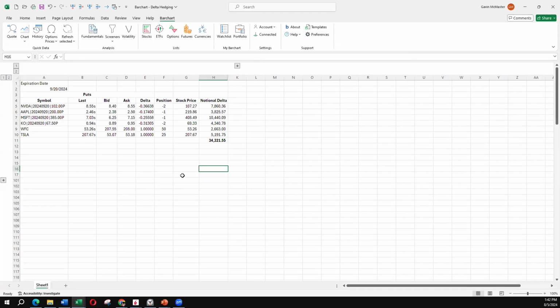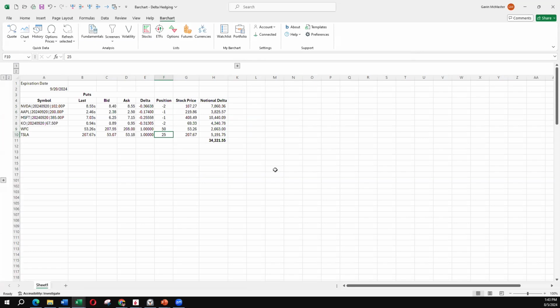So here within Barchart Excel, I've set up a fairly simple portfolio. Basically, we've got a couple of sold puts in Nvidia. These are all for the September expiration. So 102 strike, a couple of contracts on Nvidia. We've got a sold put on Apple at the 200 strike, a sold put on Microsoft at 385, and a couple of sold puts on Coca-Cola at 67.50. And then we've also got just some stock position here in Wells Fargo and Tesla.